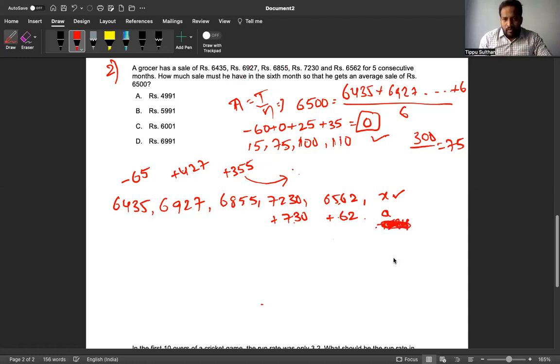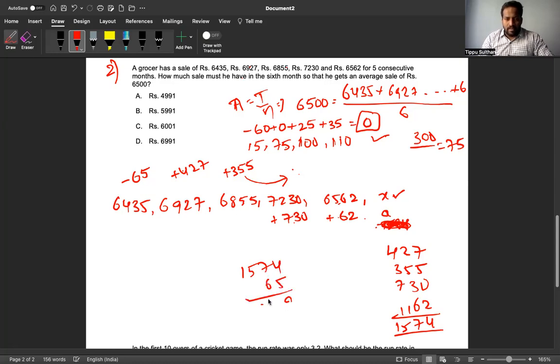Just quickly do it. 427, 355, 730, 62. This is the sum of all the 4. The remaining is subtraction, minus. We'll do it. So what do you get, my dear friends? 12 plus 2, 14. 1574, 1574 minus 65, right? This is 9. Yes, definitely 1509. So 1509 is the difference between this number and the average.